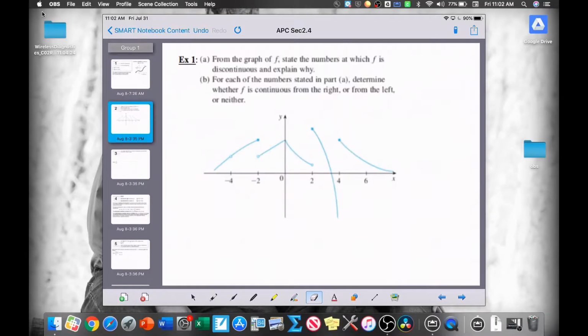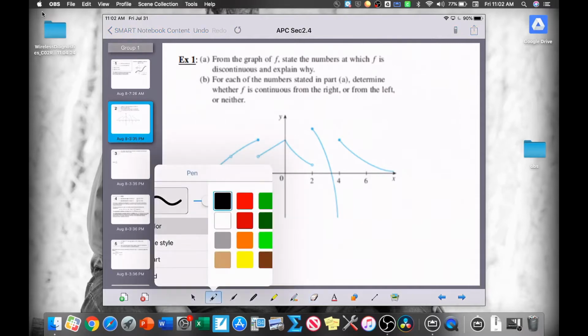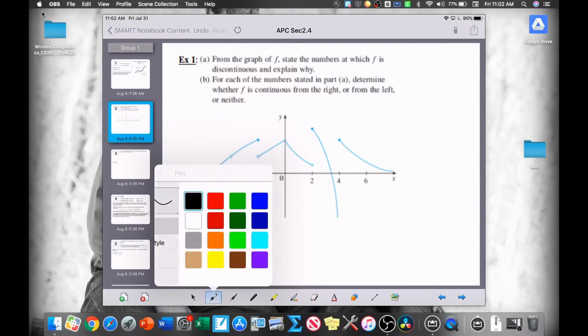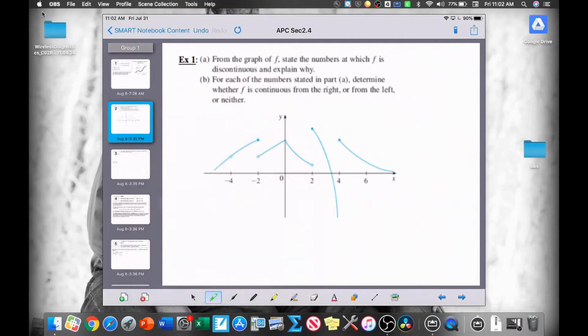When we look at example 1, we're given a graph, and it says, part A, from the graph of f, state the numbers at which f is discontinuous and explain why. When we look at our graph, we have several locations, first of all, where we can see that there are discontinuities in our graph. One of them occurs right here at x equals -4. You can see that there is a hole there.